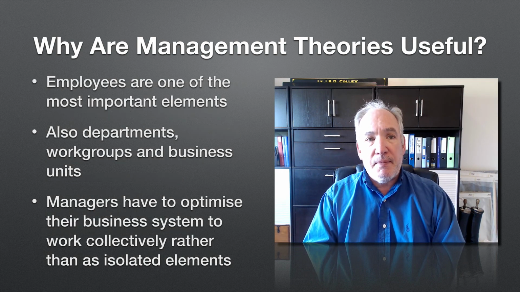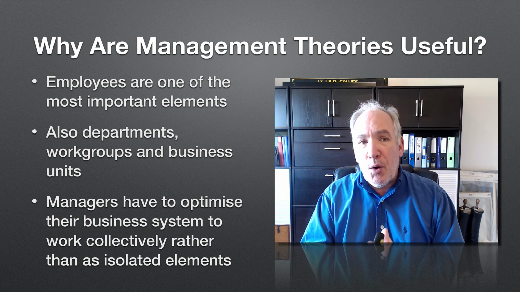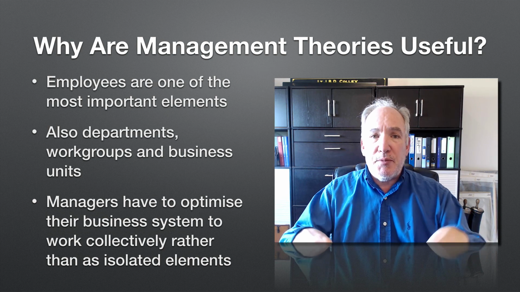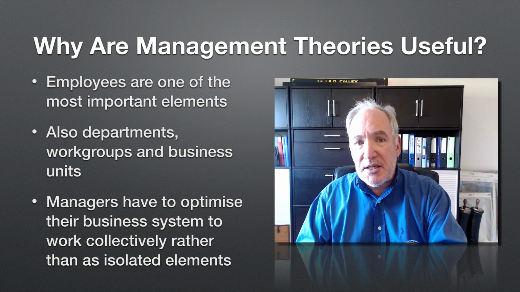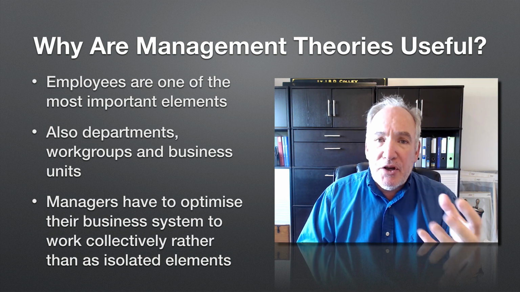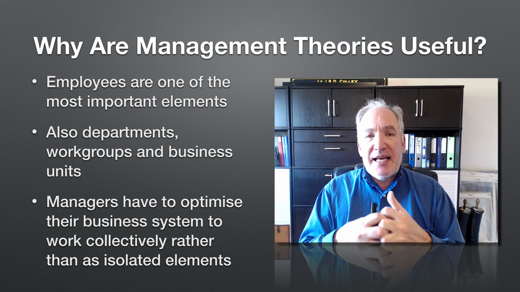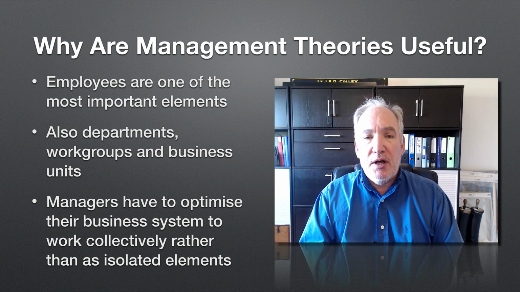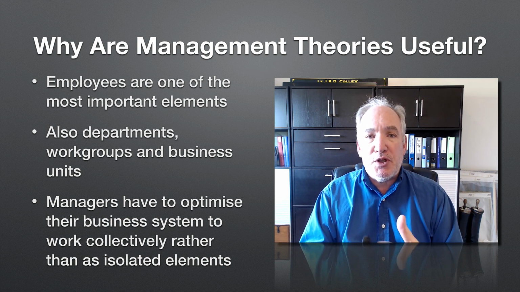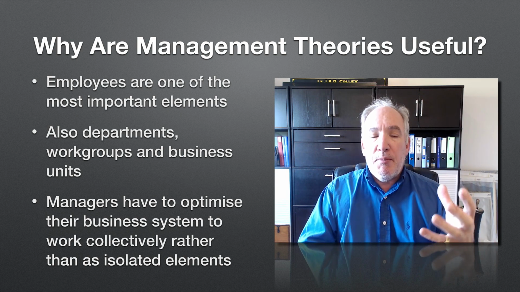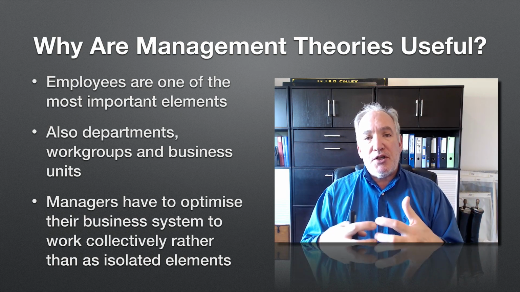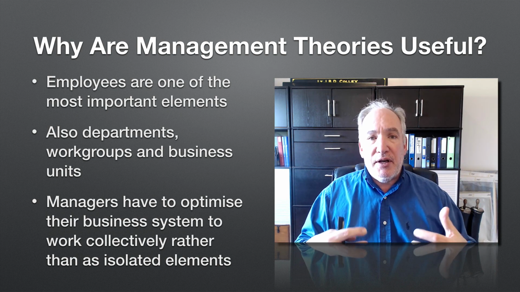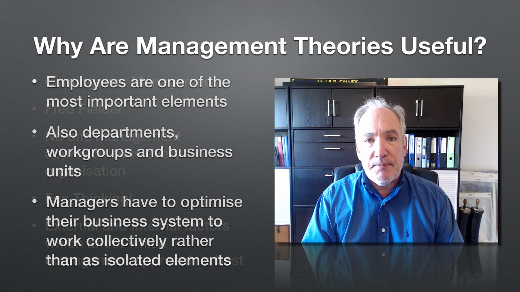Now, in systems theory, employees are one of the most important elements, but there are also different subgroups and systems in there, departments, work groups, business units. And the challenge for management is to optimize their system within their organization to work to the best possible effect, to get the best possible results, to make the most profit. But they're encouraging different parts of the organization to work collectively and collaboratively rather than as purely isolated units.